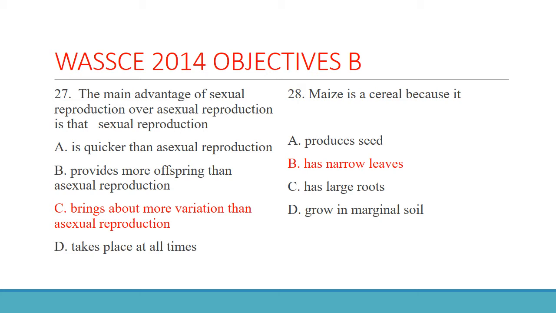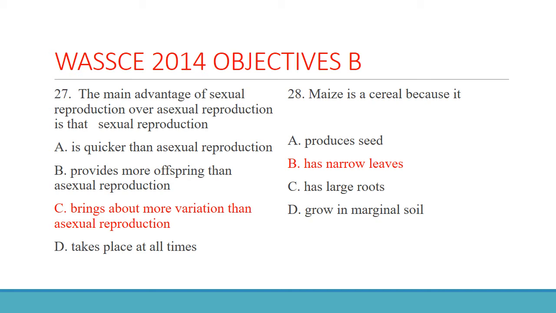So, you know, reproduction is a way in which living organisms produce new offspring, or new young ones, after their own kind. But there are two types. Either you have a parent produce another offspring all by itself, or you have two parents coming together to produce another offspring, because their sex cells merge or fuse. So reproduction is of two types.